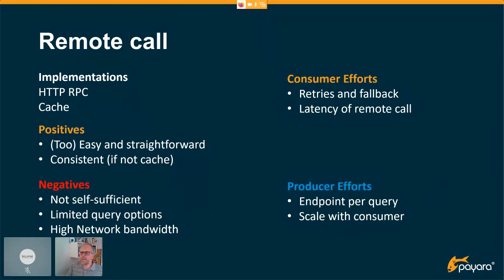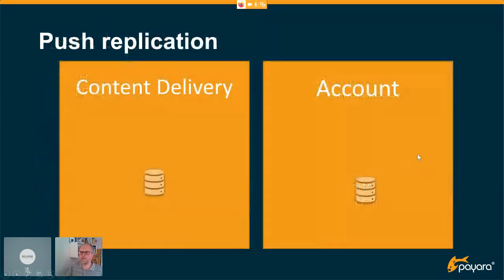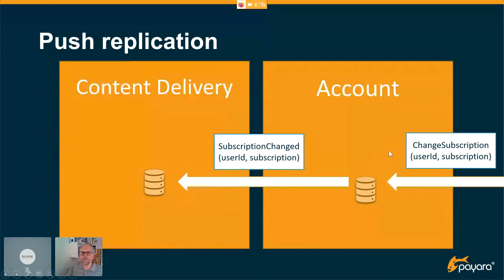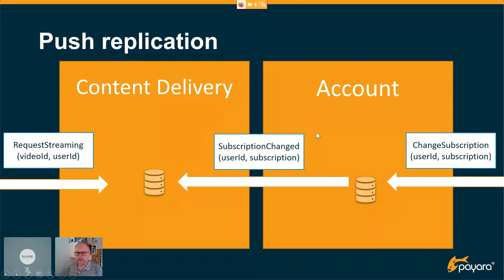Therefore, the logical next step to take away the scale problem is to change the flow of the information. So when the subscription changes on the account side, it will speak to content delivery, let's say again over a synchronous HTTP request as part of the processing of that order. And when the request comes, content delivery can already respond by using its local data that has been replicated from the account service.